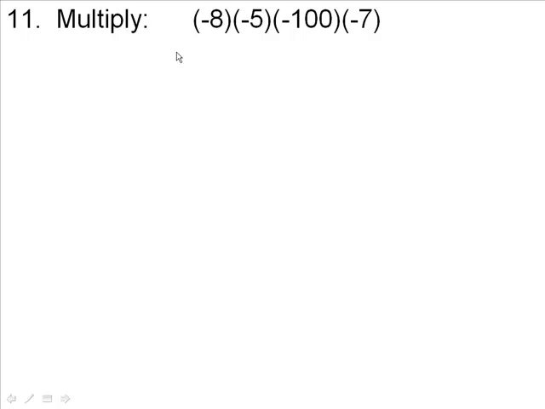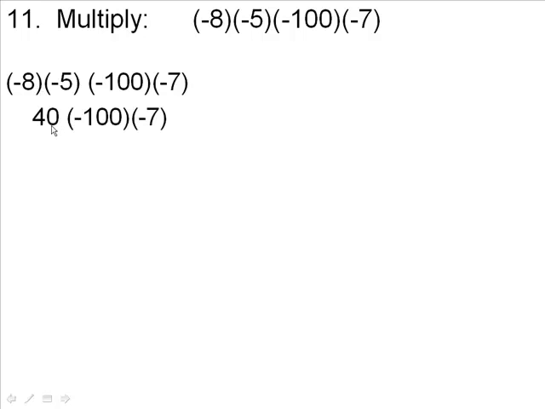Number 11, multiply negative 8 times a negative 5 times a negative 100 times a negative 7. Well, there's two ways to think about this problem. First of all, you could just multiply negative 8 times negative 5. That's going to give you a plus 40 times negative 100 will be a negative 4,000.